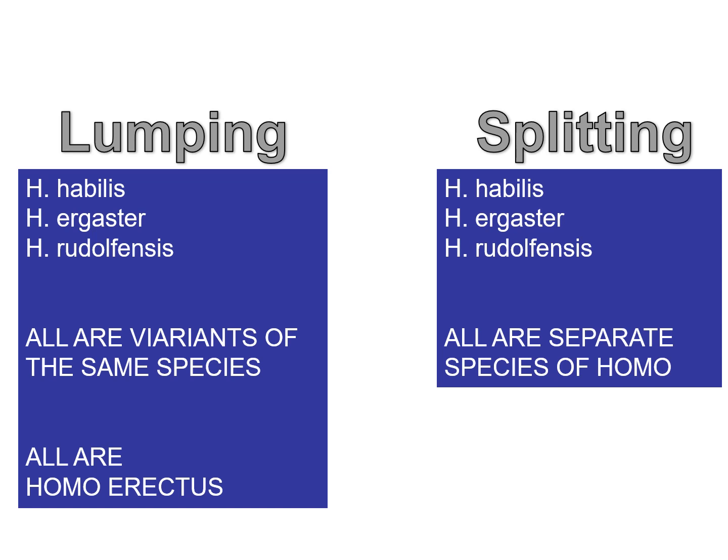If you're a splitter, on the other hand, you're going to say that the minor differences between habilis, ergaster, and rudolfensis make them all separate species of Homo, right? So that they're each distinct rather than just considering variation in the fossil record.